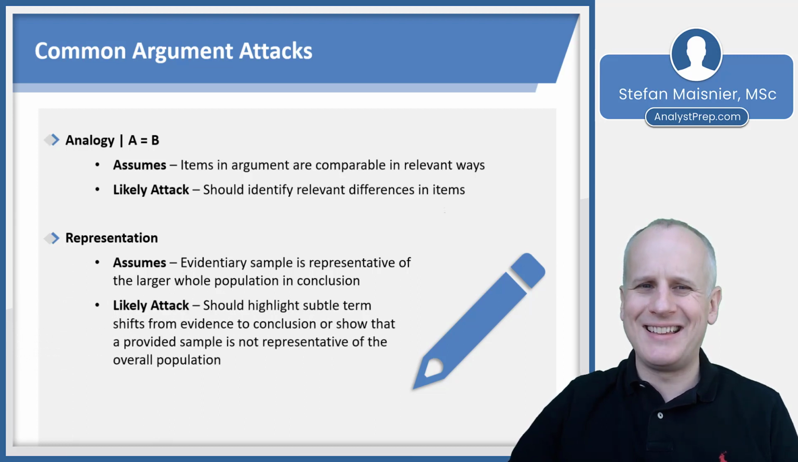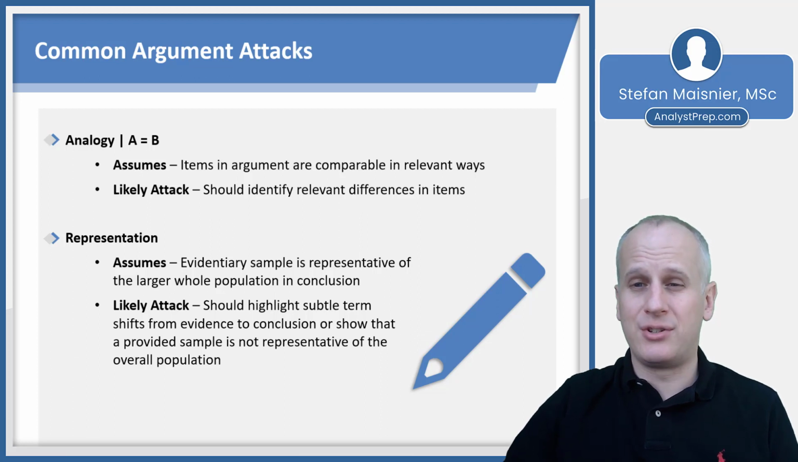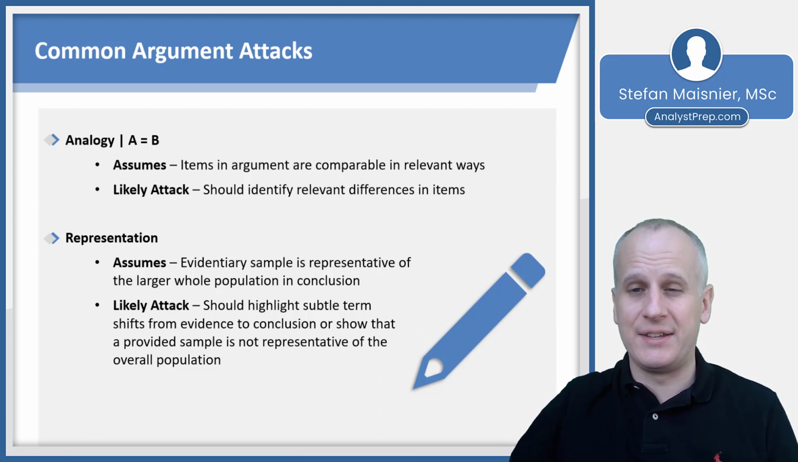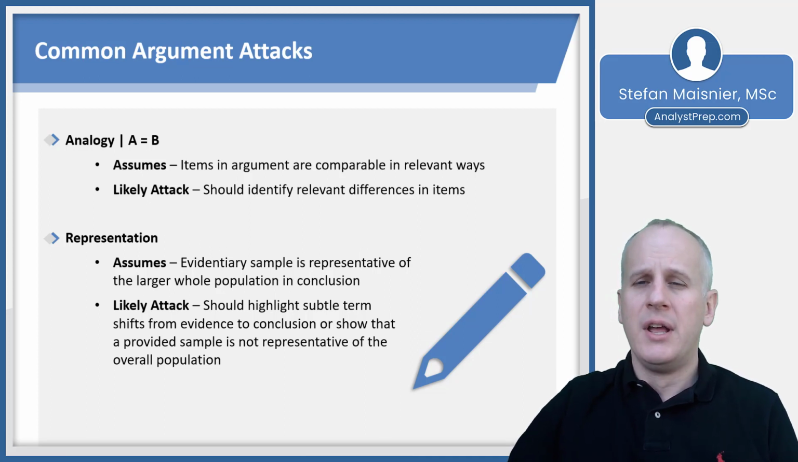And a likely attack to weaken a representation-based argument is to potentially highlight subtle term shifts from the evidence to the conclusion that show that actually the two items aren't exactly the same in the evidence as the conclusion, or in some other way, show that the provided sample is not representative of the overall population. For instance, saying that Austin doesn't necessarily represent all of the state of Texas.